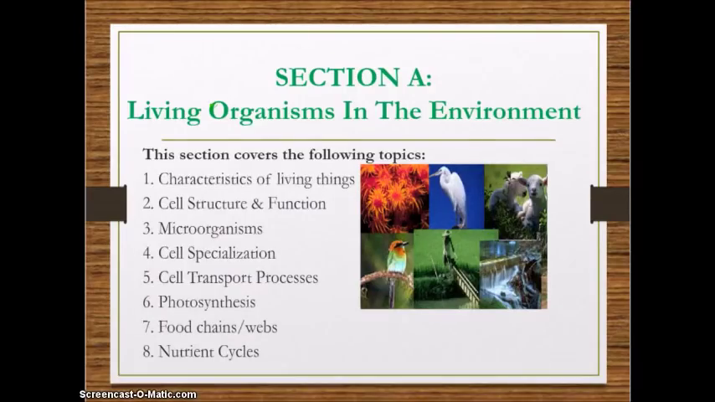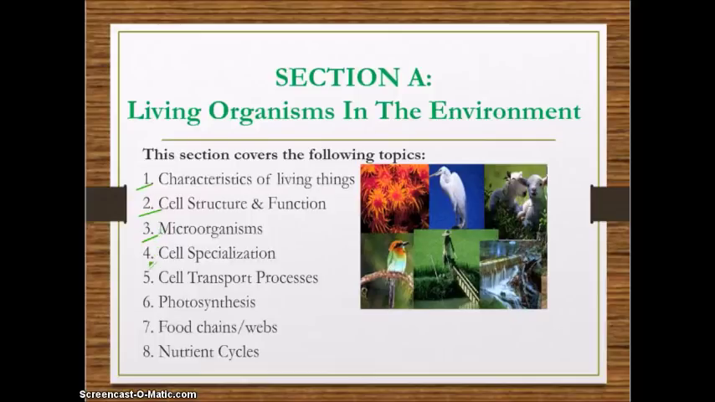So let's look at section A, living organisms in the environment. So this section covers the following topics. So you need to know the characteristics of living things. So this would have a special focus on mammals, particularly humans, of course. And then going on to cell structure and function, you need to know how to label an animal and plant cell. And also you should know the selected microbes, so the microorganisms such as bacteria and fungi and also viruses. So you should know the differences in terms of the structures of these microorganisms.